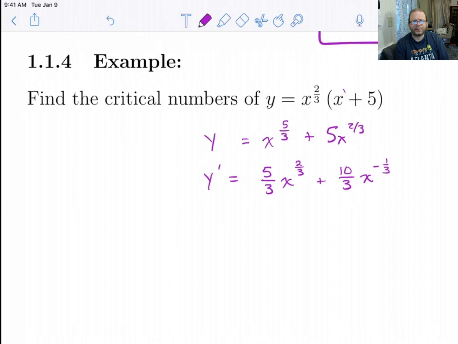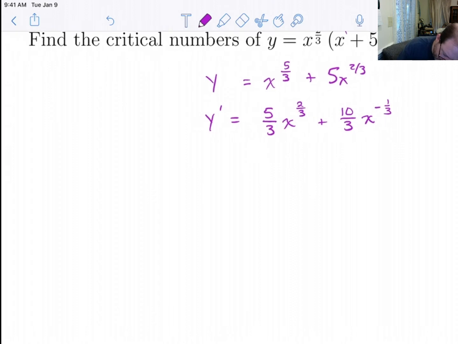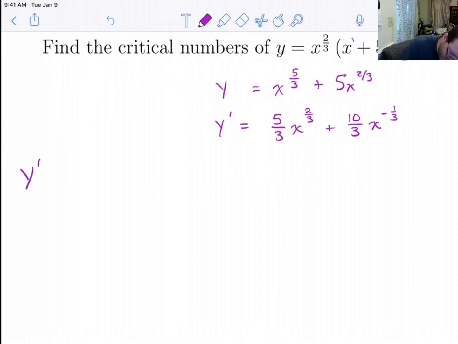All right, now there's a couple of things we could do here. What we should probably do, the best way to do this, because we've got to find the values of x that make this thing 0. 0 is obviously one of them, but is there anything else? I don't know. Let's factor out x to the negative 1/3. Now this might look a little weird, but I'm going to do x to the negative 1/3 times. Well, let's see. We could factor some other stuff out. We could factor out 5/3 and x to the negative 1/3.